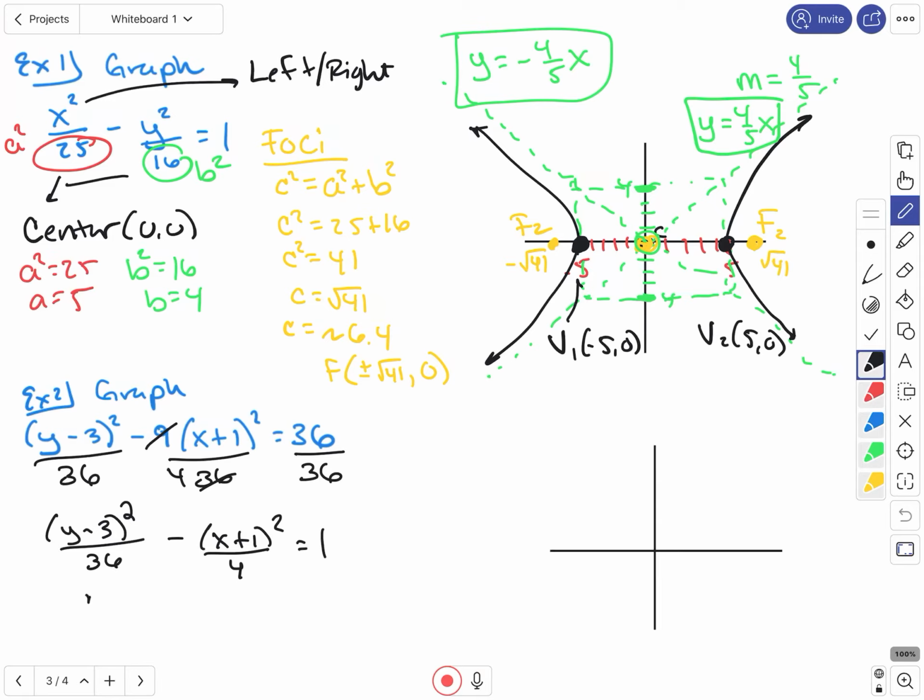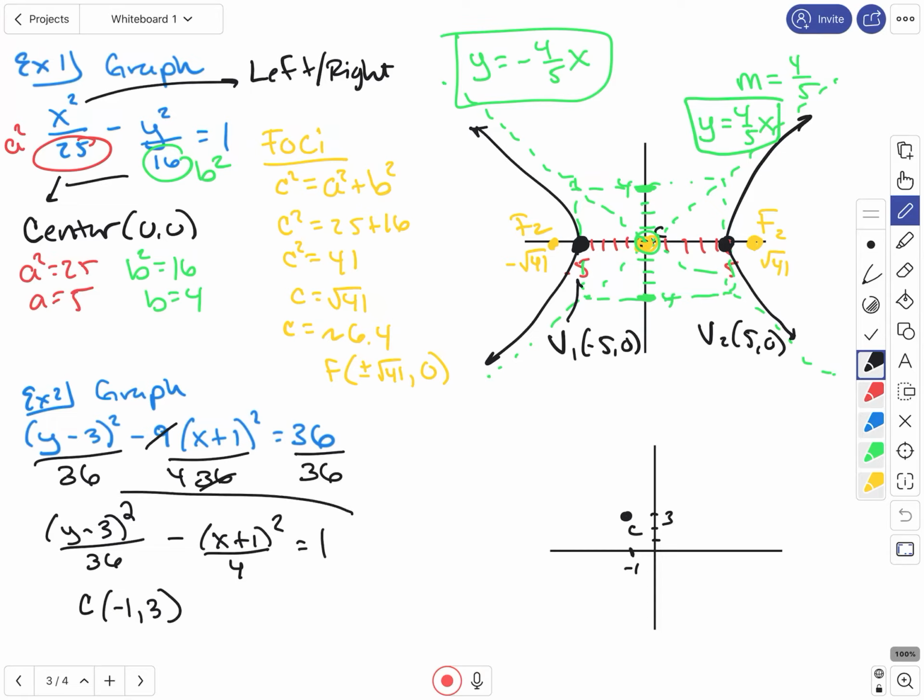Great. So the center for this hyperbola is at negative 1, 3, from the h and the k in the x plus 1 and the y minus 3. So let's go to negative 1 for x and 3 for y. There's our center.